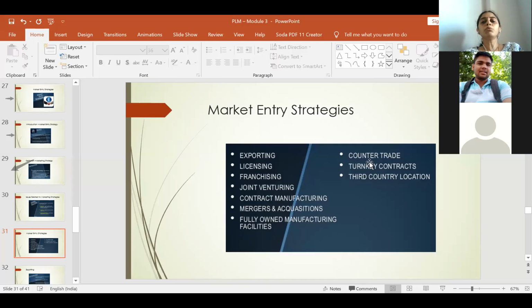Okay. Now, how to do counter trade, the trading with other countries. That also needs a different strategy and skills. And also third country location. So you have a joint venture between two companies and you have some tie-ups with a third country in a different location. In that case, how do you do the marketing entry strategies? There are different things which are explained in depth, but I think in your syllabus that much is not needed. So if they ask you which strategies are followed, you can list them out and explain in your own sentences.